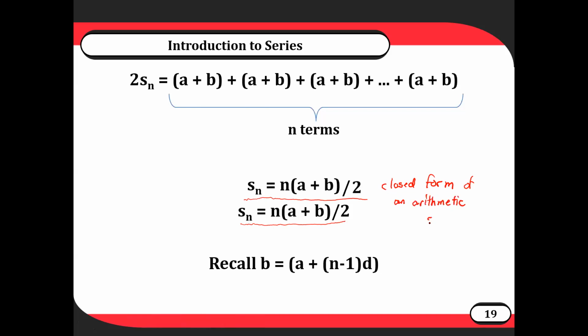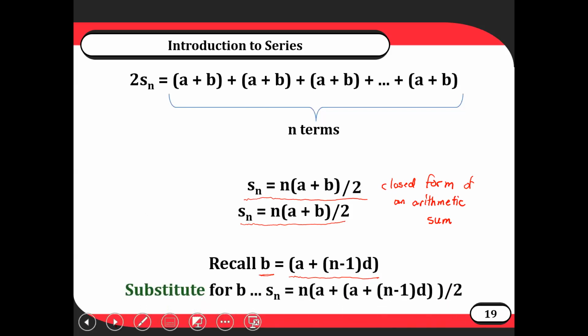And we can recall that b is equal to this, and we could substitute back in for b. Of course, that gets a little bit ugly. So now we have this expression, but the nice thing about it is we can express it in terms of the initial term and the common difference instead of looking at what the last term would be equal to. Okay, any questions?